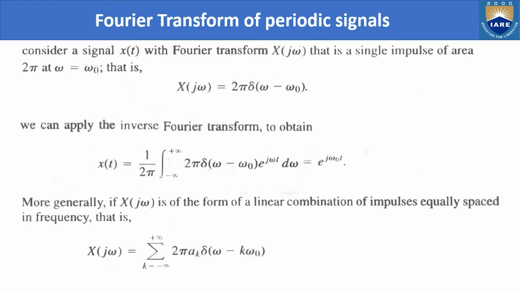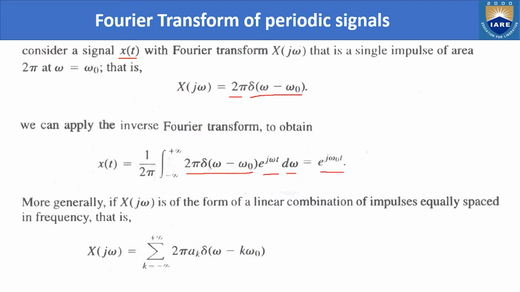So here now we are talking about the Fourier transform of periodic signals. So let us consider a signal x of t whose Fourier transform is a single unit impulse at omega naught and whose amplitude is 2 pi. Let us substitute this in the inverse Fourier transform equation. So we have substituted the Fourier transform here, e to the power of j omega t d omega, then this is equal to e to the power of j omega naught t. Just now we have seen that.